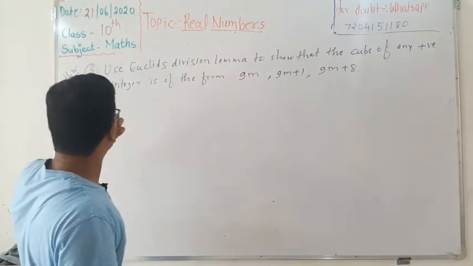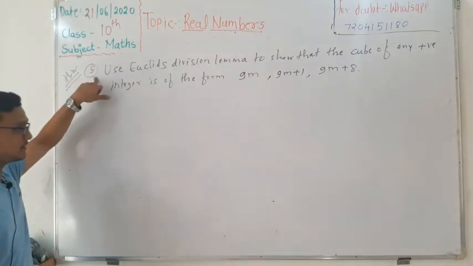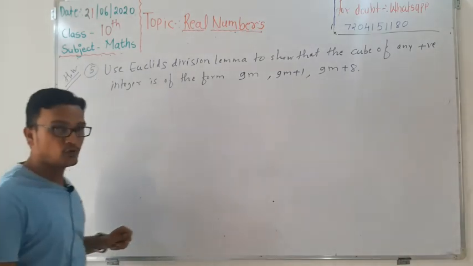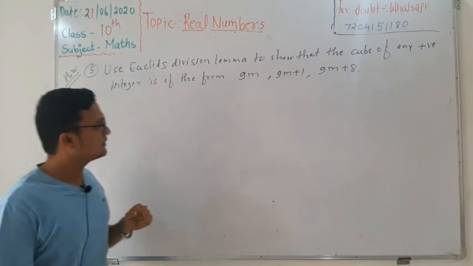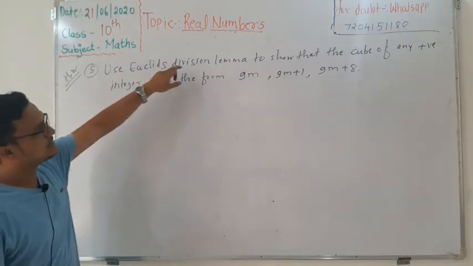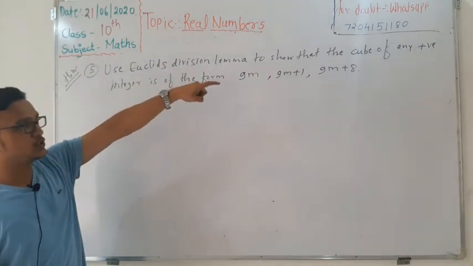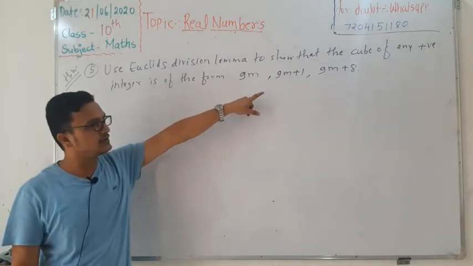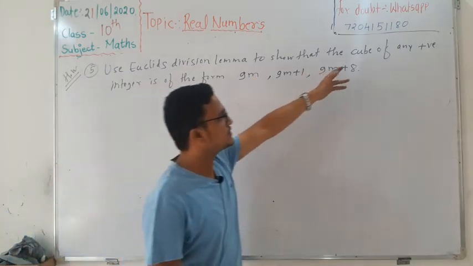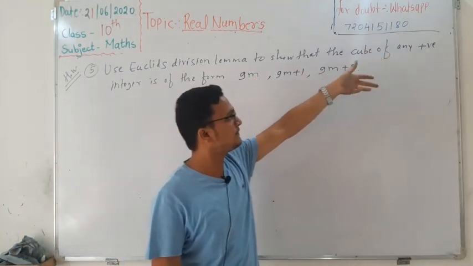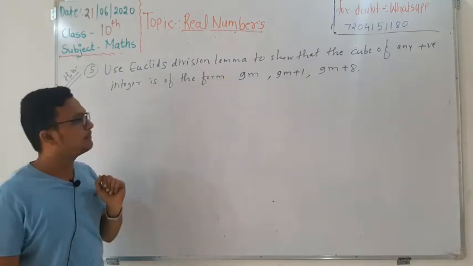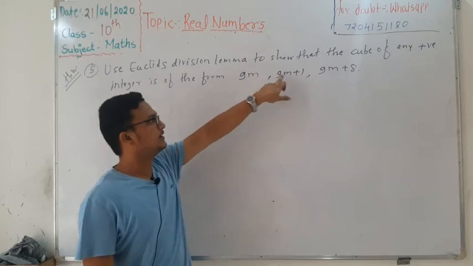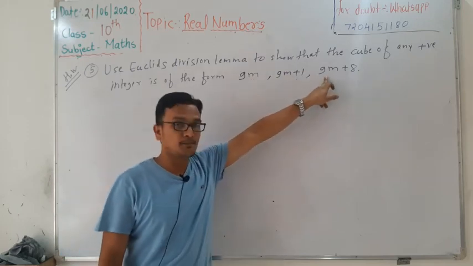So here we will continue with the next question, that is the fifth. This question I am not going to solve, because previously the fourth question we have done is of the same type. Okay, use Euclid's division lemma to show that the cube of any positive integer is of the form 9m, 9m plus 1, 9m plus 8. The previous one was the square of a positive integer in the form of 3m or 3m plus 1, but here it is the cube of any positive integer in the form of 9m, 9m plus 1, 9m plus 8.